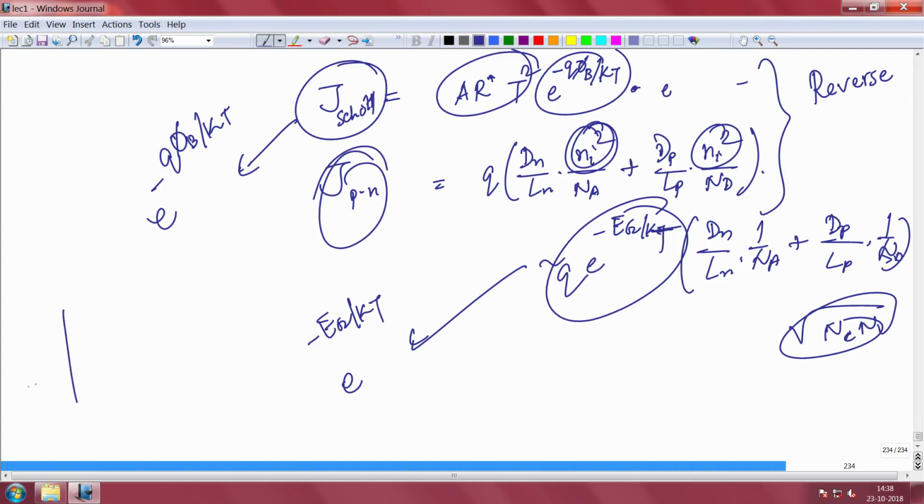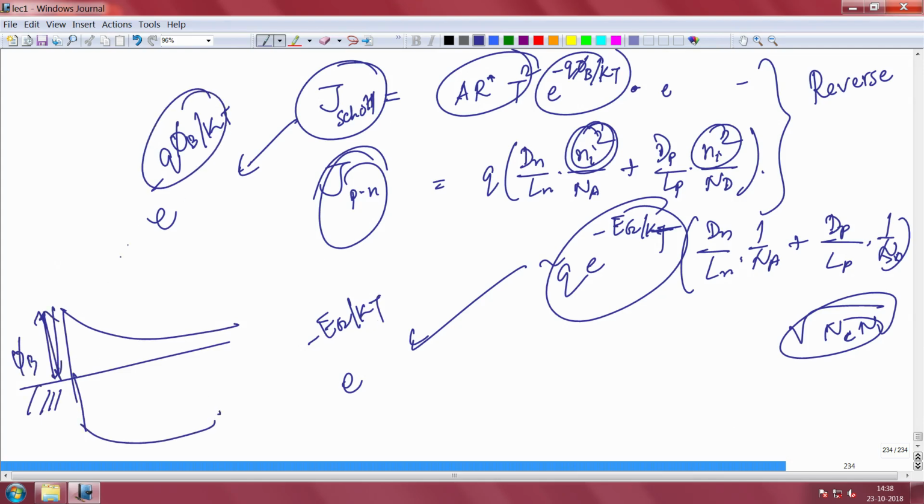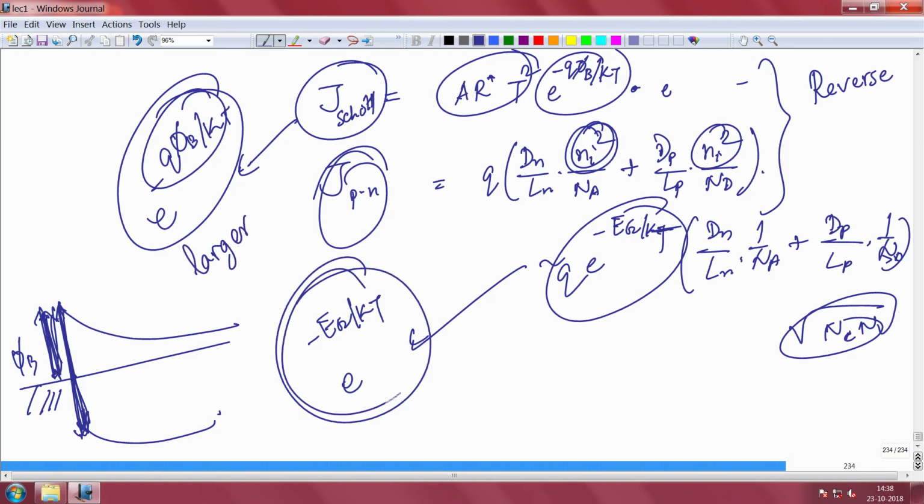Now if you look at the Schottky barrier junction, this is your Schottky barrier phi b. This phi b is always less than the band gap. You see the band gap is much larger. The Schottky barrier is very little, maybe half of that or less compared to the band gap. So this quantity will always be larger compared to this quantity, because e to the power minus Eg.